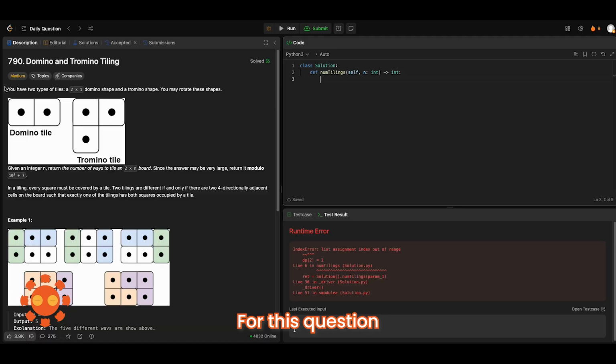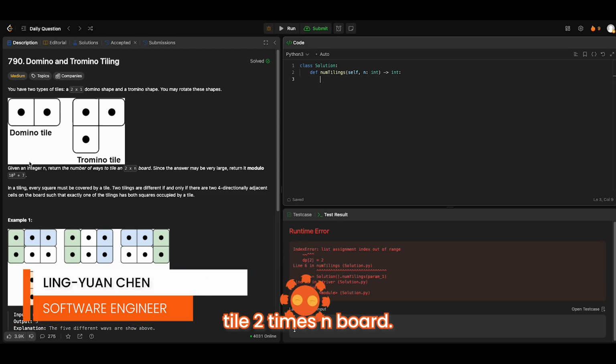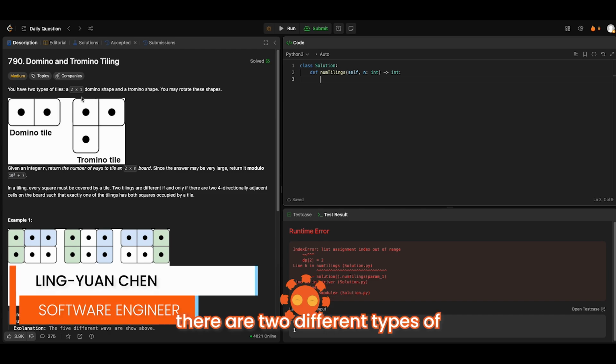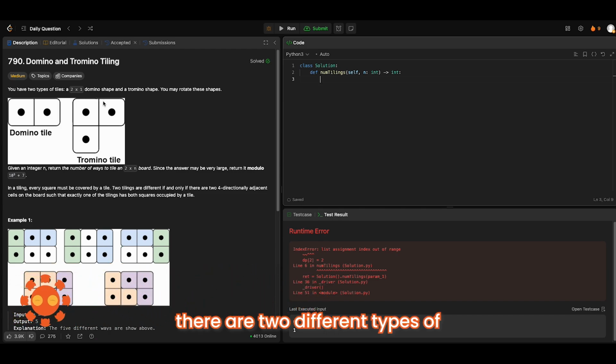For this question, we're trying to figure out how many ways we can tile a 2 times n board. Based on the instruction, there are 2 different types of tiles, one with 2 squares (domino) and one with 3 squares (tromino). For the 2-square domino, we can place it horizontally or vertically. And we can also rotate the tromino tile.